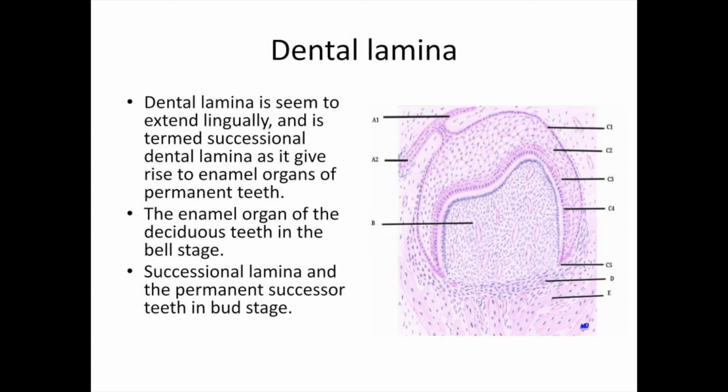Dental lamina. The dental lamina is seen to extend lingually and is termed the successional dental lamina, as it gives rise to enamel organs of permanent teeth. The enamel organ of the deciduous teeth is in the bell stage, while the successional lamina and the permanent successor teeth are in the bud stage.